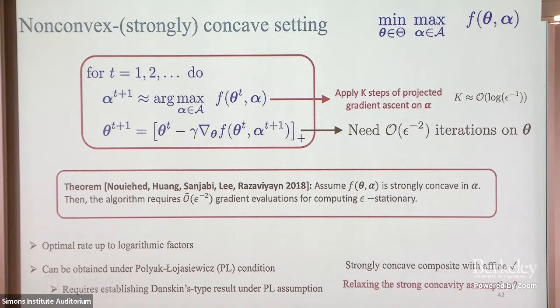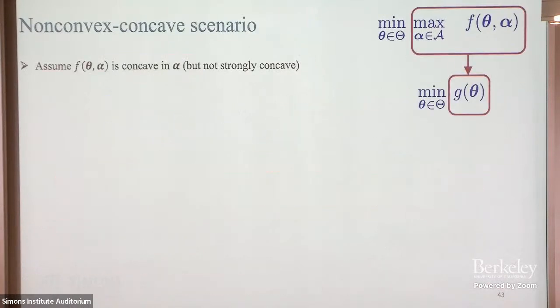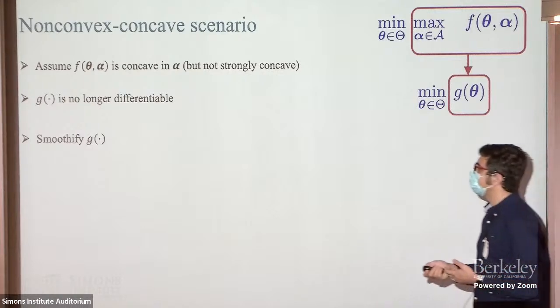Now the next step is, can I relax it a little bit? So let's relax this strong concavity assumption and go to the concave case. So what happens when you have a non-convex concave scenario? Now our F is concave in alpha, but not strongly concave. Again, I can try to apply gradient descent or some descent method on G, but G is no longer necessarily differentiable in this case. A maximum of concave functions is not necessarily differentiable. So a simple trick is to smoothify G.